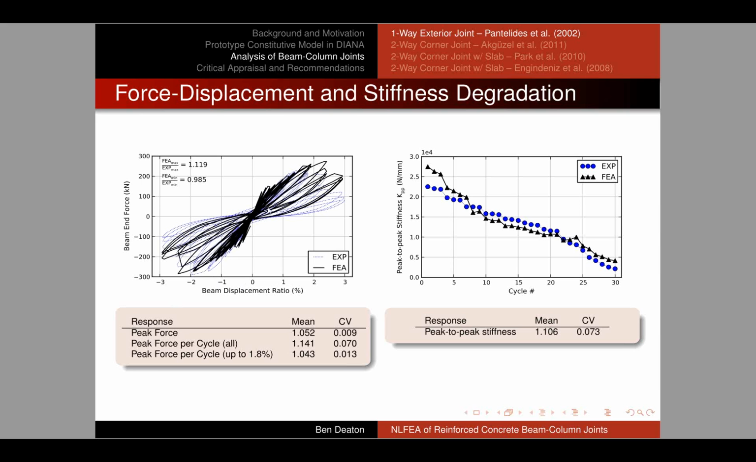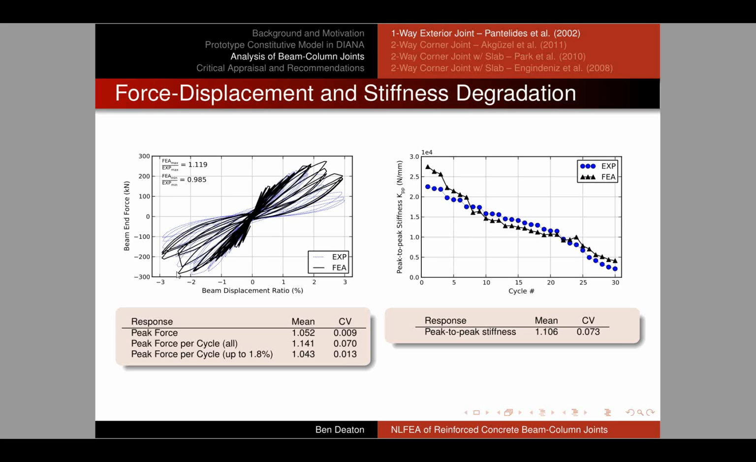You can see from this graph that the numerical response showed very good agreement with the experimental results. Especially in the early cycles, we saw very, very close agreement. On average, the peak force was predicted within about 5% for both positive and negative drift cycles. And on a per cycle basis, at least up to about 2%, we saw agreement less than 5% as we traced the backbone curve.